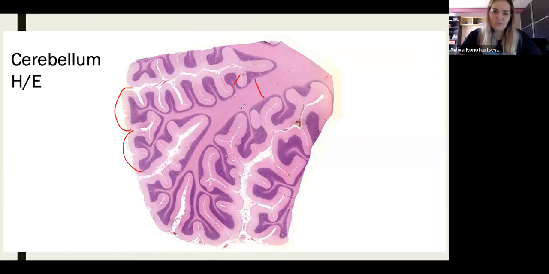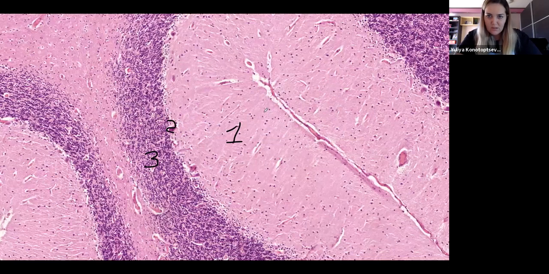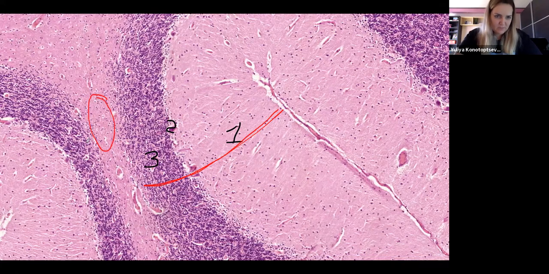The white matter is the lamina alba, sorry, and this is the area where the nuclei will be. So this is the gray matter, right? And this area right here is the white matter. And then again, gray matter continues.